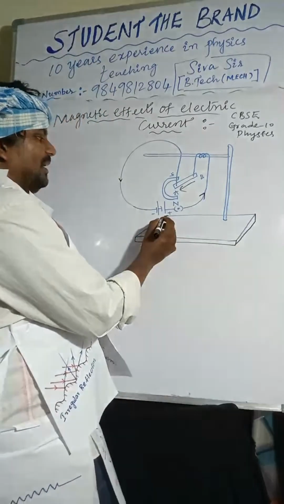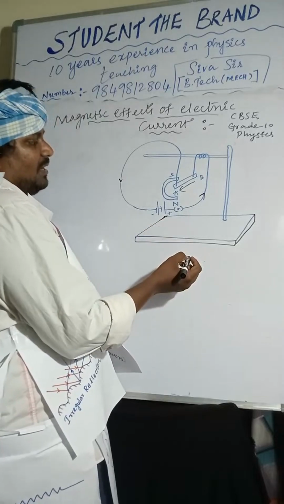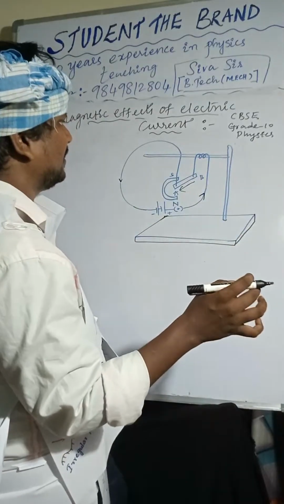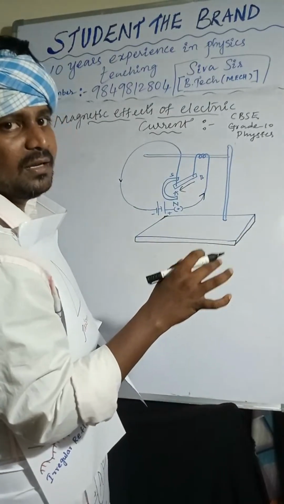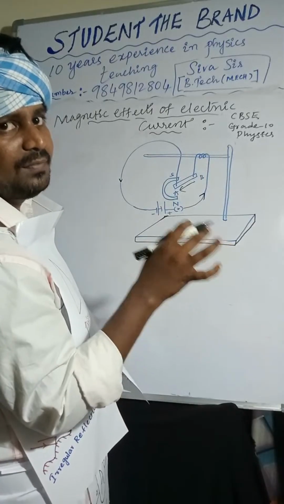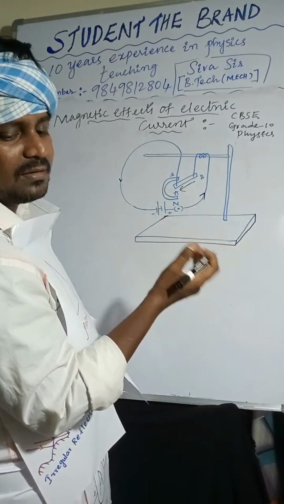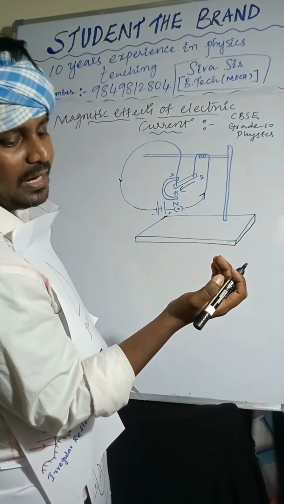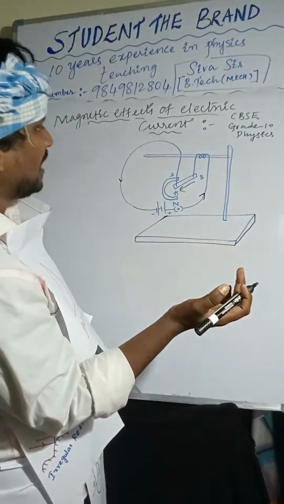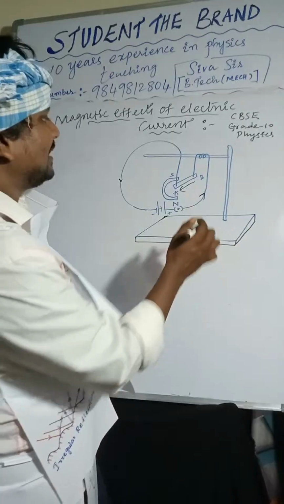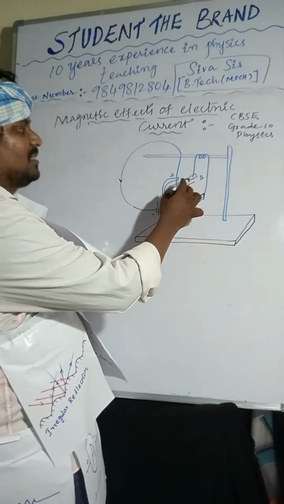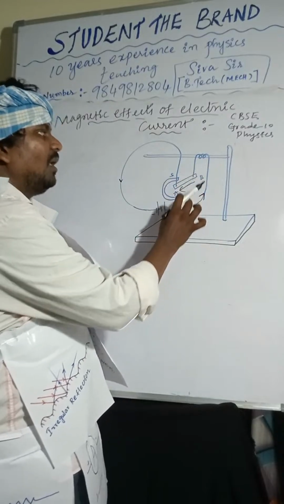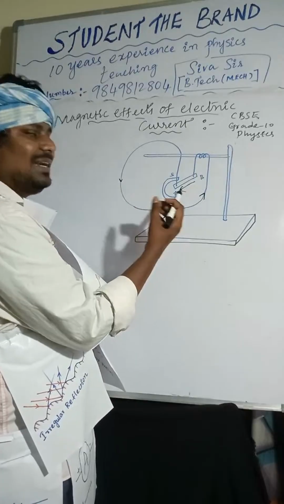So next, when the current is passing through the conductor, the conductor acts as a magnet. It exhibits a magnetic field surrounding it. This aluminum rod AB, when the current is passing through it, acts as a magnet.